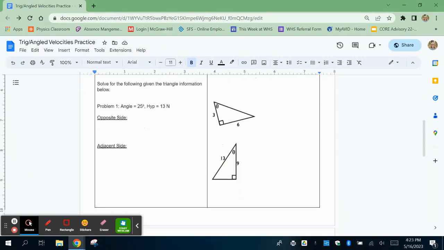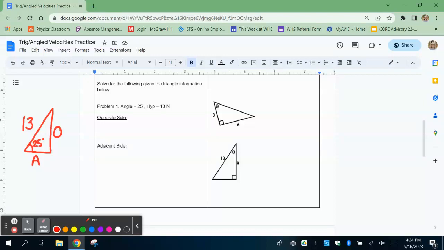Looking down, it says solve for the following given the triangle information below. Okay, so let's draw a picture of what our triangle is. We have a triangle here. We know our angle is 25 degrees and our hypotenuse is 13. Our hypotenuse is across from our 90-degree angle. Okay, so that's our hypotenuse. Our opposite side is opposite of our given angle. So 25 is our given angle. This is our opposite side. Our adjacent side is right next to it.